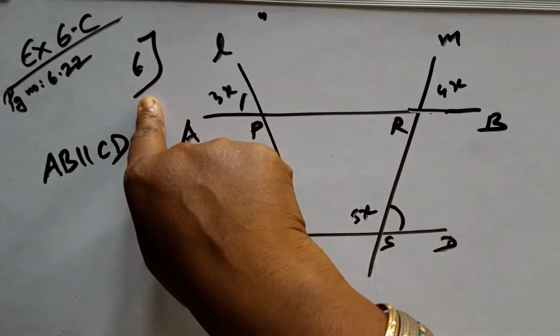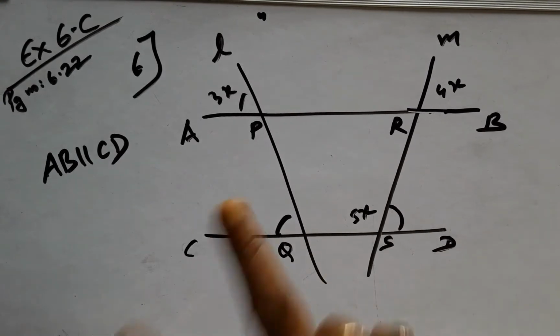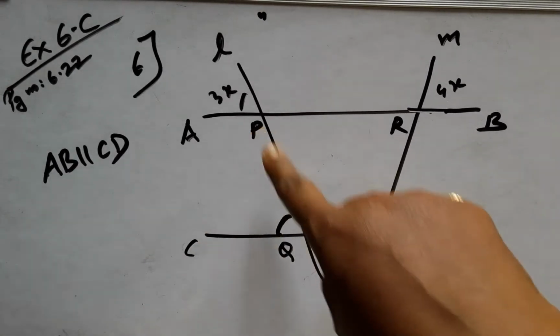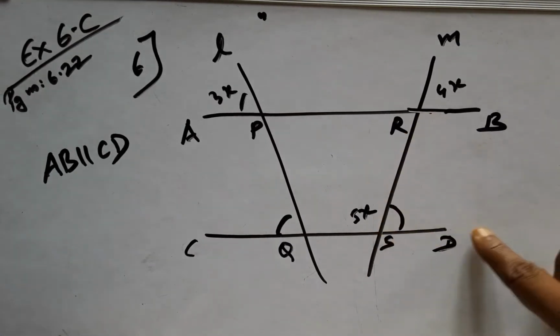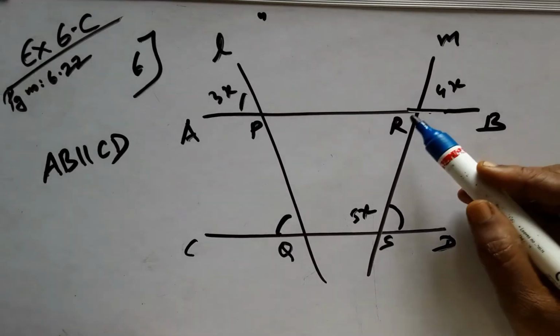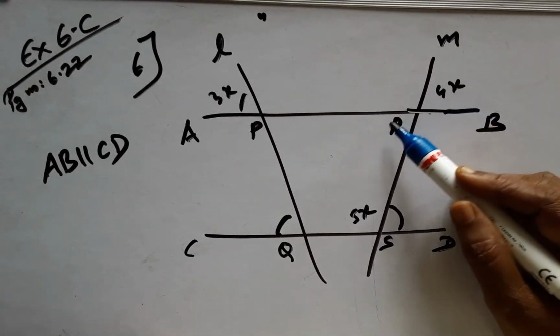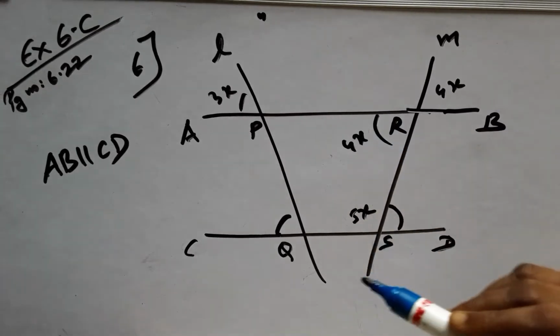Problem 6 says AB is parallel to CD with L and M two transversals, and I am supposed to find out angles PQC as well as RSD. Before coming to that, I have to arrive at the value of X, and before that I would like to show you that these two are vertically opposite angles and therefore R is also X.